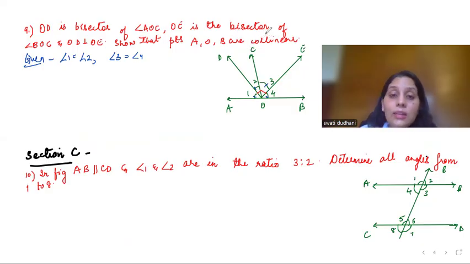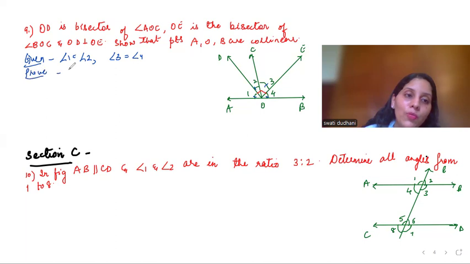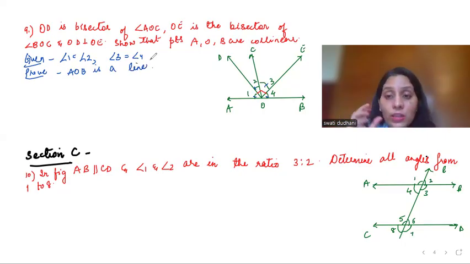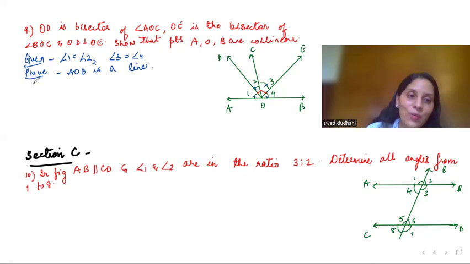Collinear means they lie on the same straight line. So basically AOB is a line is what we need to prove. So prove AOB is a line. Collinear means when you touch all the points, they seem to be on the same line. Now let's start. So how do we see this?